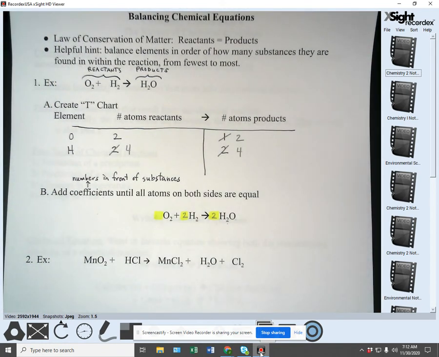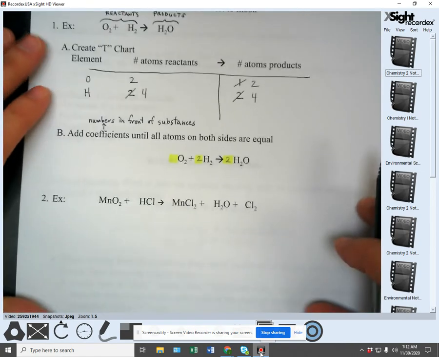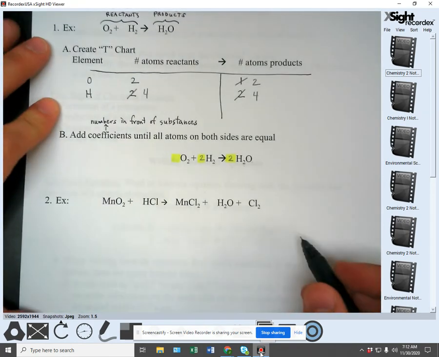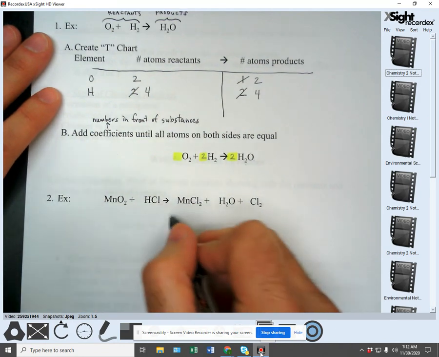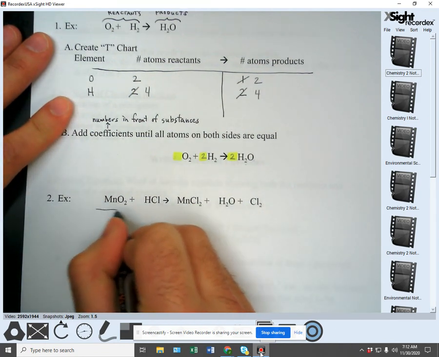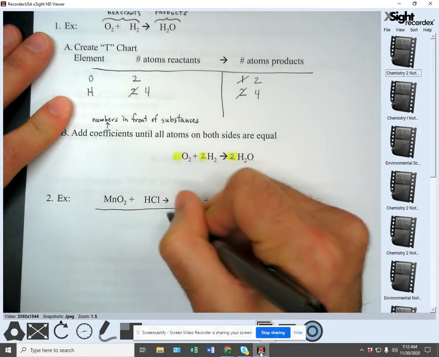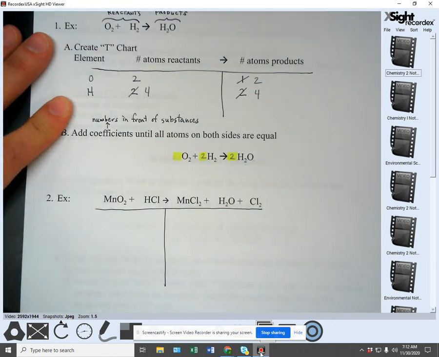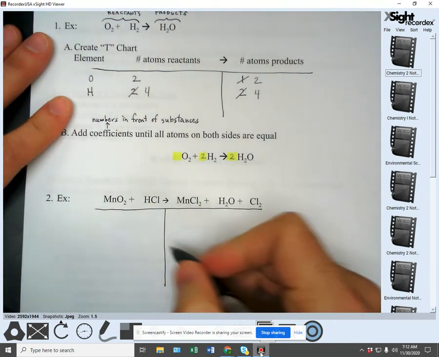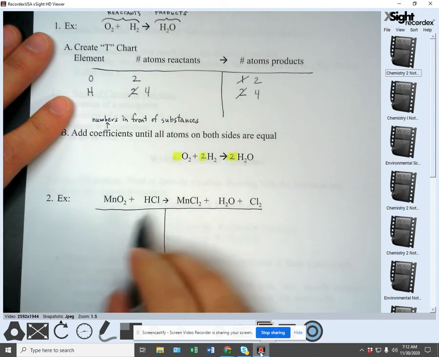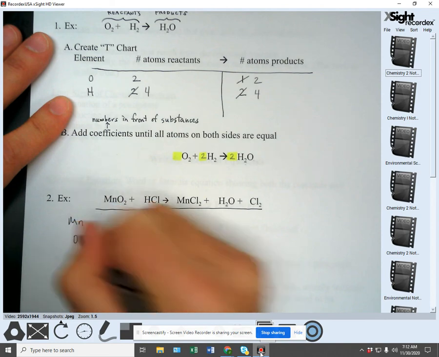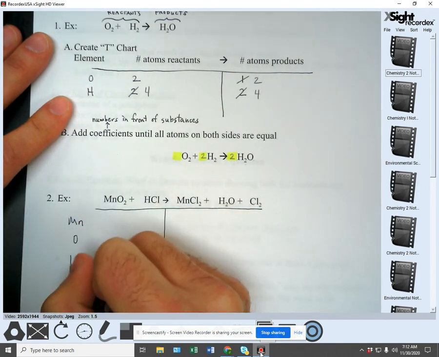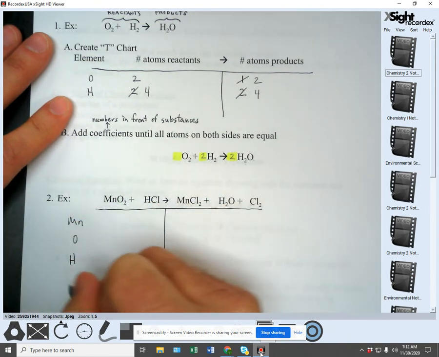All right, let's try a second example. So I've got this. I'm going to create my T-chart. I'm going to put my line where my arrow is. All right, I'm going to split these all up. So I'm going to do manganese, oxygen, hydrogen, chlorine.